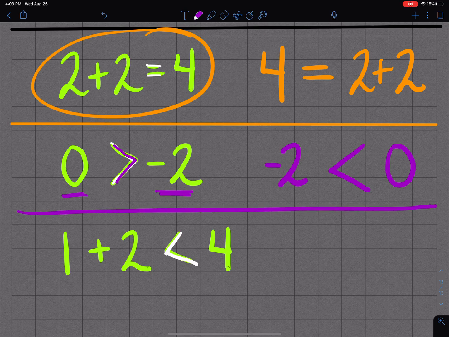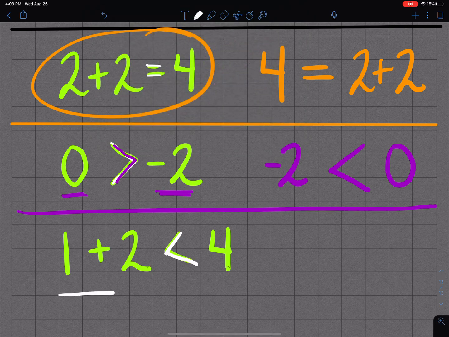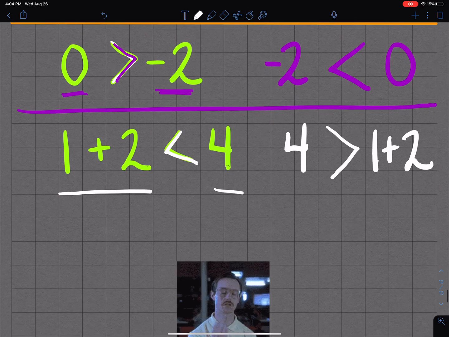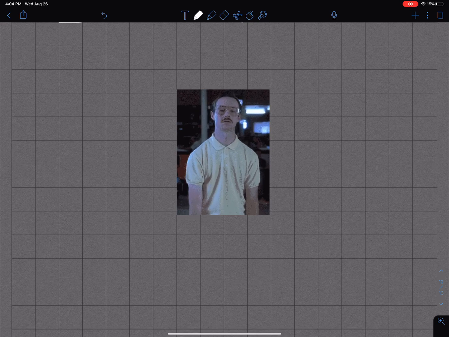Perfect. All right, how about down below? Down below it says 1 plus 2 over here and then 4 over here. So I'm going to put the 4 on the left, the 1 plus 2 on the right, and 4 is greater than that because that simplifies to 3, right? So I'm going to still show that 4 is greater, and that's the sign. Yes, we are done.